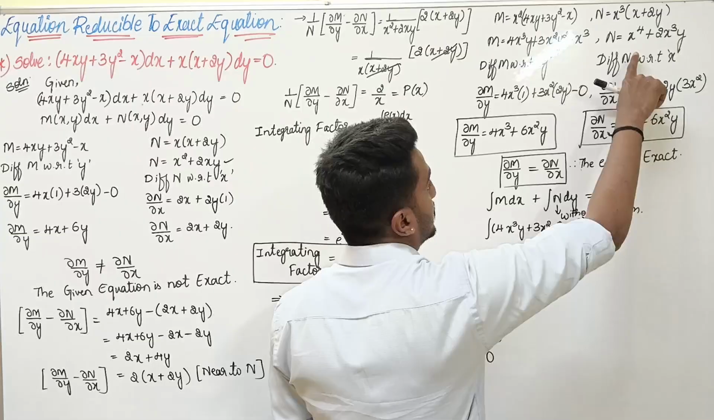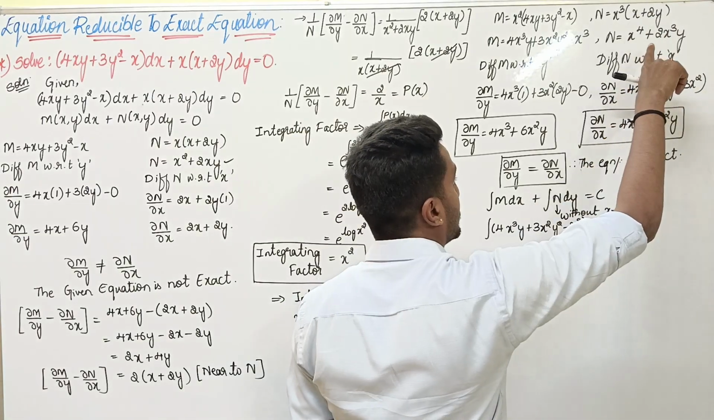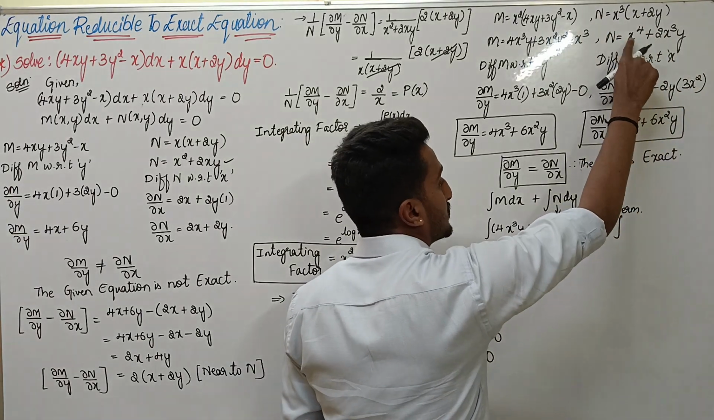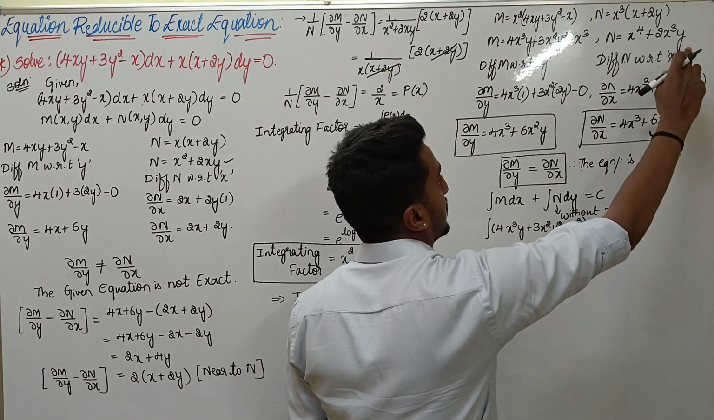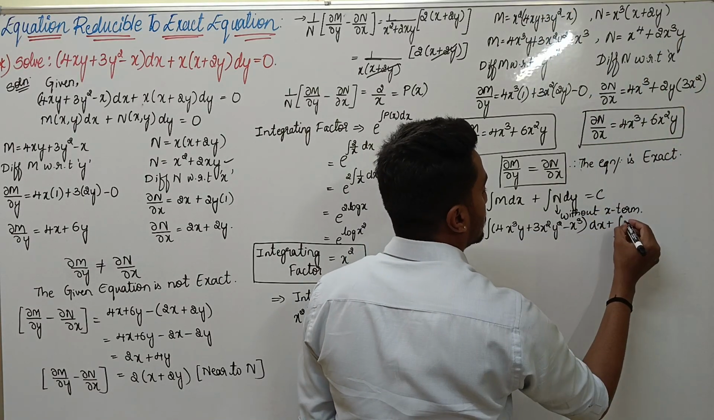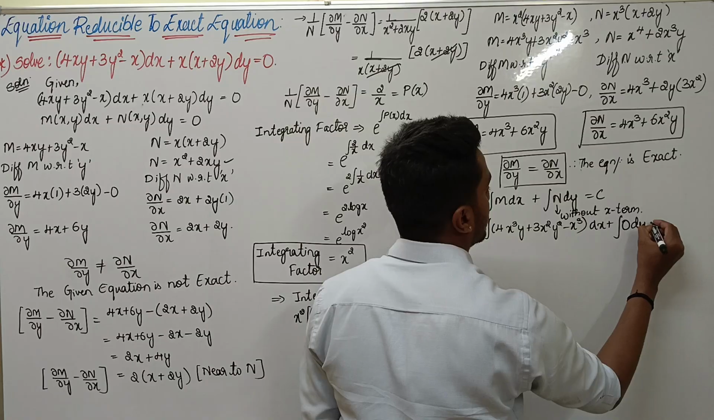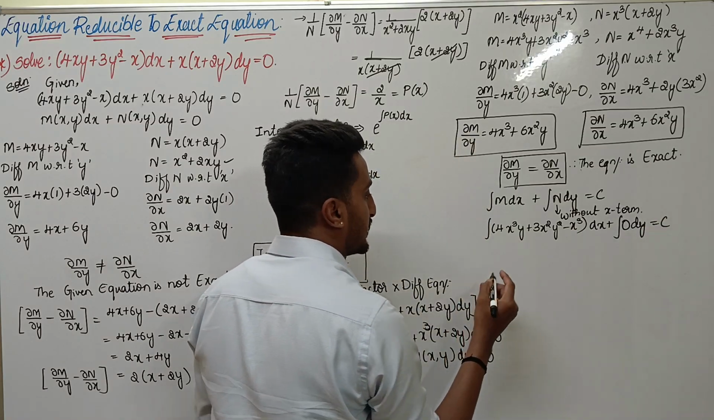N without x term. What is N? We have the first term, this whole term we need to consider. But in the first term we have x, we should not consider x. In the second term also we have x, so we are not supposed to consider anything. So it becomes 0. Now let us integrate term by term.